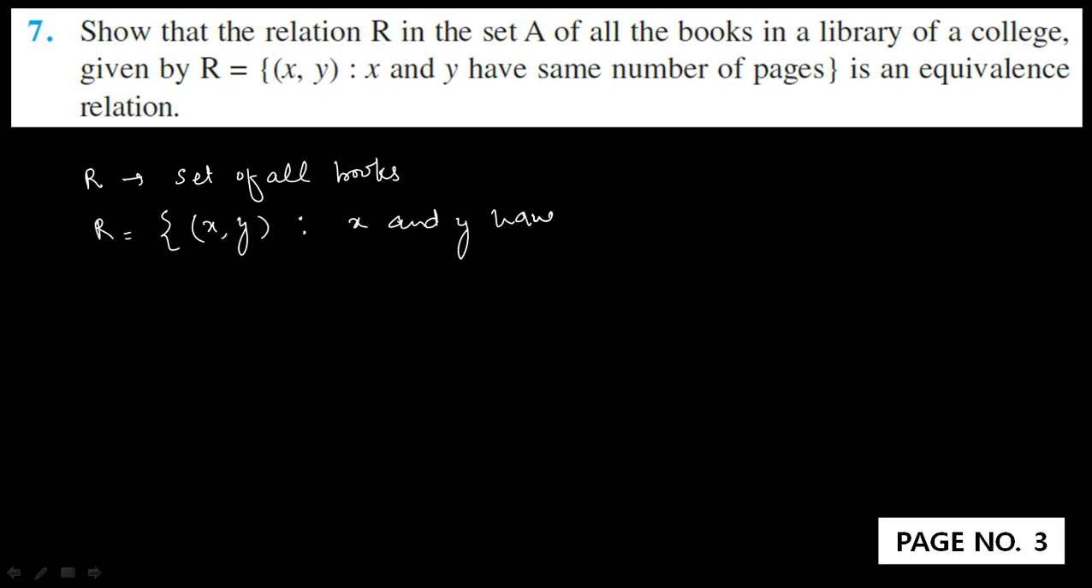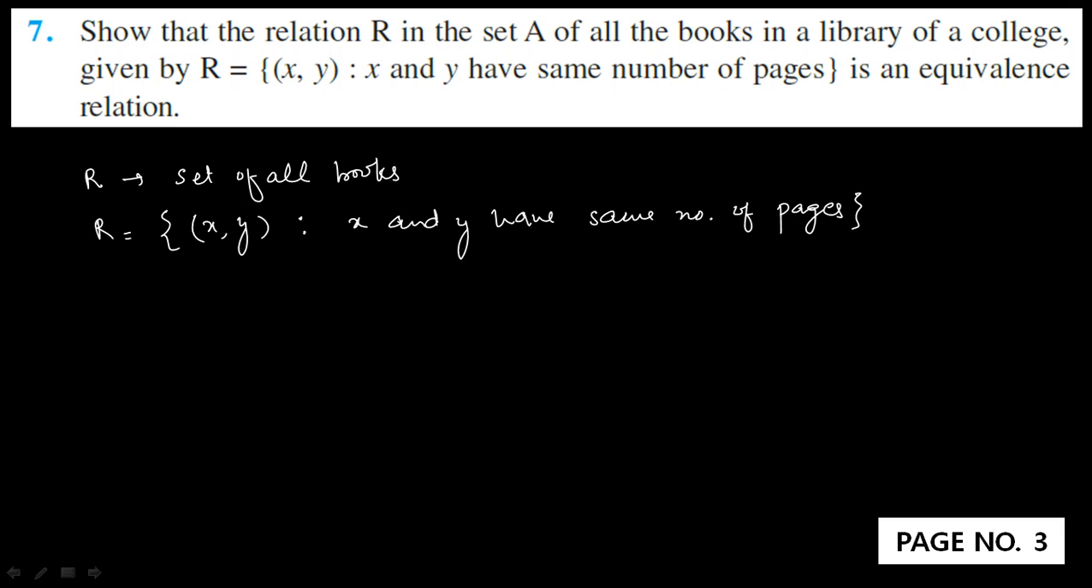Now what about question number 7? Show that the relation R in the set of all books is given by: the pair (x, y) belongs to R if x and y have the same number of pages. Same number of pages.